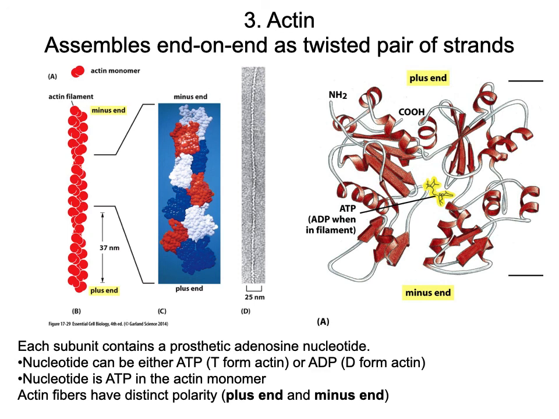So we can see here on our panel B, just like with our microtubule filaments, we have a plus end versus a minus end. And in panel C, you can see what they've done is colored the monomers different colors. So you can start to see how there's a twisting that occurs so that they're offset from each other.